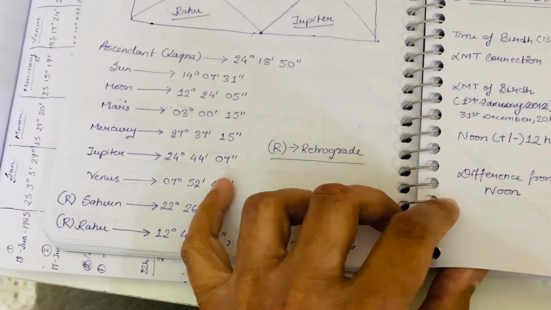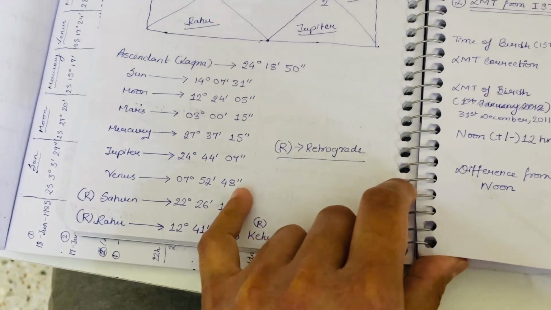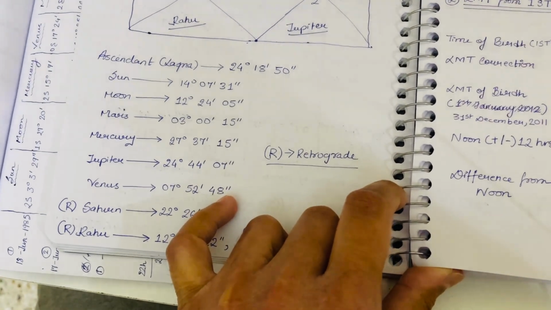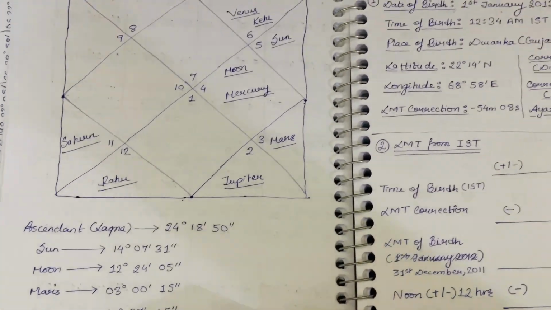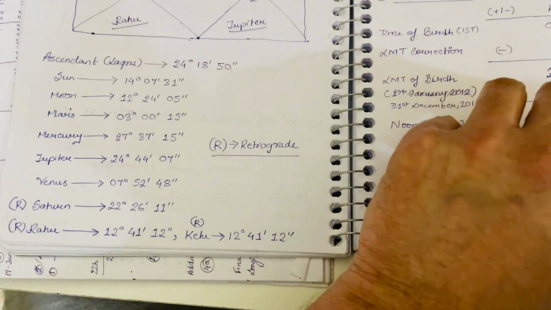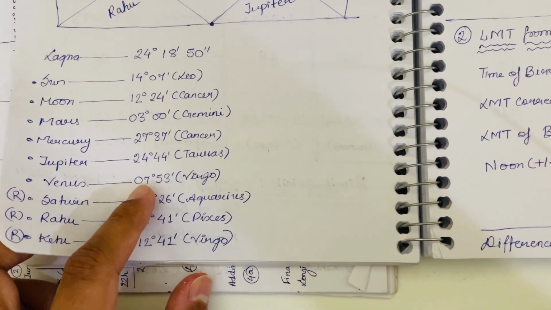For example, Venus here is 07 degrees 52 minutes 48 seconds. This is the longitude of Venus which we calculated using the ratio method. Venus is placed in the sign of Virgo. In the logarithm method, Venus's longitude is 7 degrees and 53 minutes.